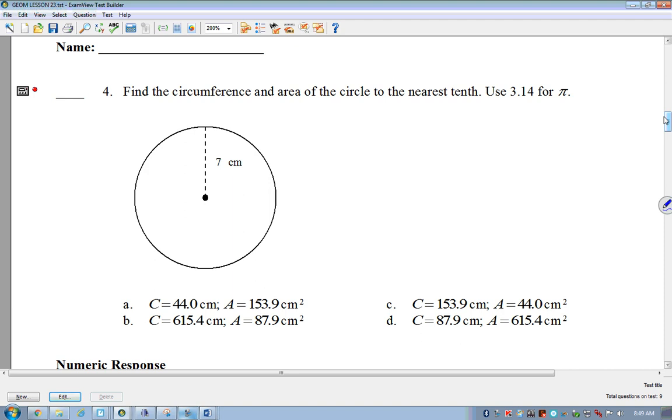Okay? So, Katie, can you tell me what formula to use to find the circumference here? 2 pi r. What are you putting in for r, and what are you putting in for pi? Okay, r is 7. Okay, so 2 times 3.14 times 7.